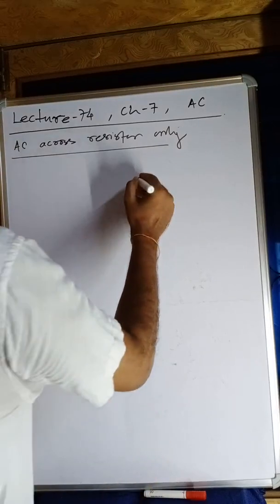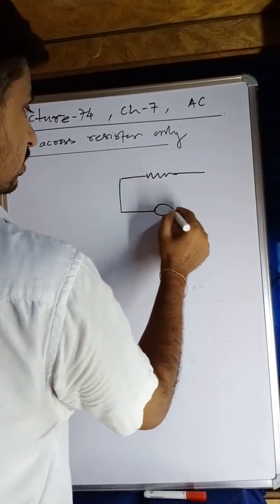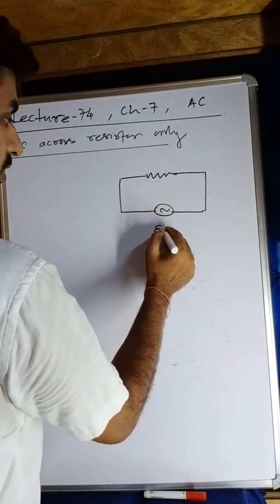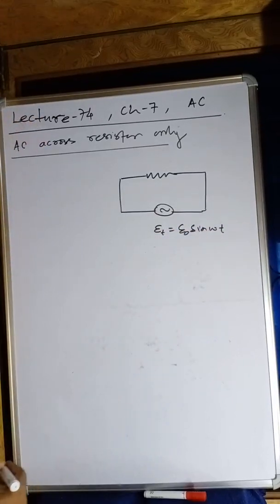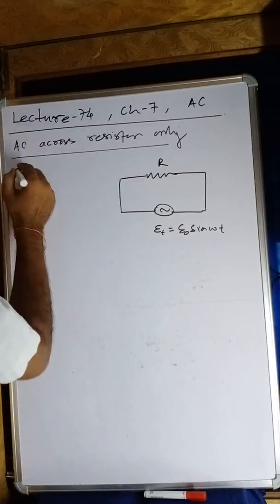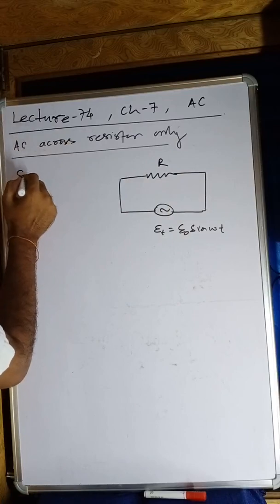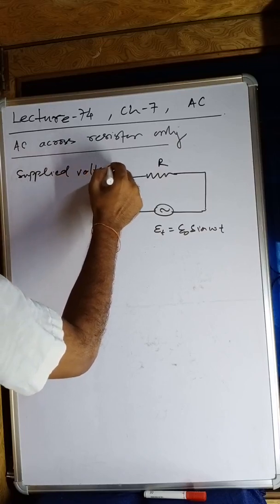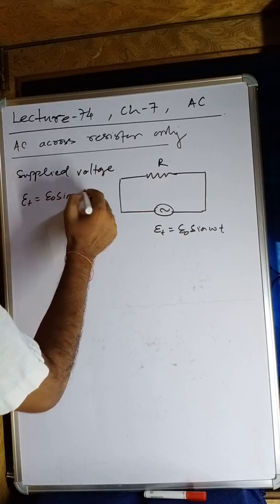So look at here carefully, my dear students. We have a resistor connected to an AC supply. E(t) equals E0 sine omega t. Here the resistance is R. What have we supplied here? The supplied voltage E(t) equals E0 sine omega t.